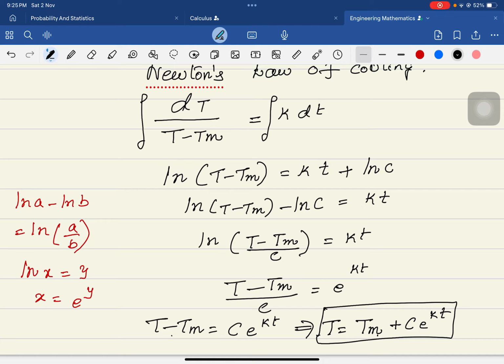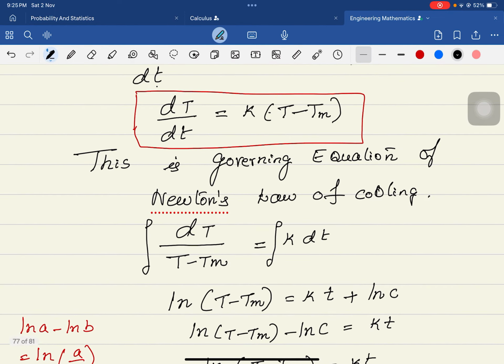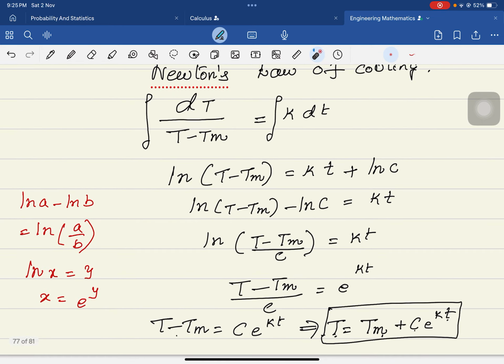What is Tm here? The room temperature. And c is the constant, k is the parameter, small t is the time, and capital T is the temperature of the body. So you should remember this to solve the problems. So what is the governing equation? This is what you should memorize, where T is the temperature of the body, Tm is the room temperature, and small t is the time. After solving the governing equation, this is the solution for the temperature of the body that we will get.